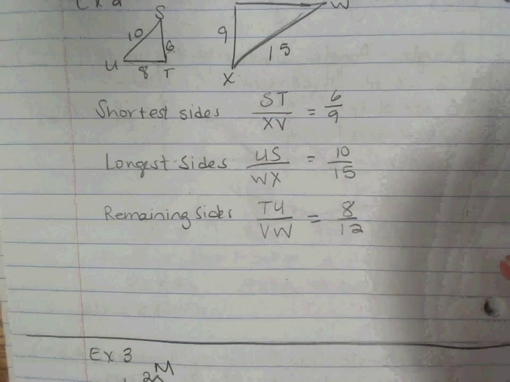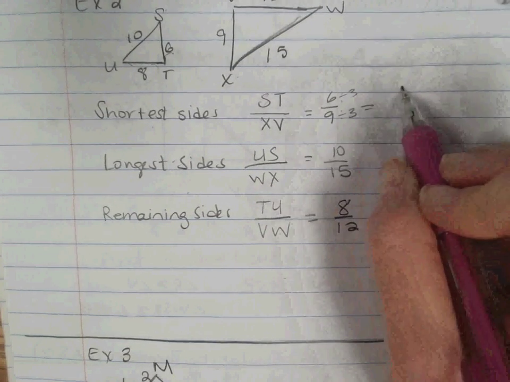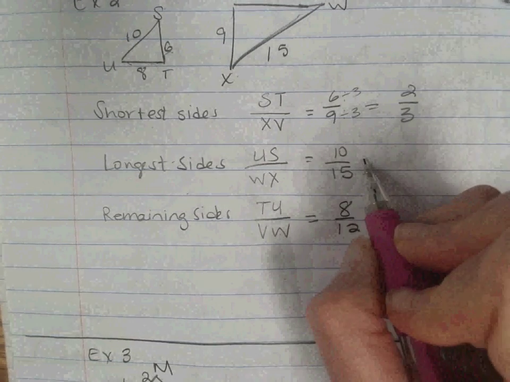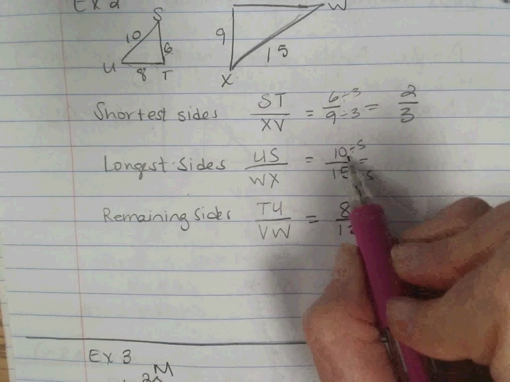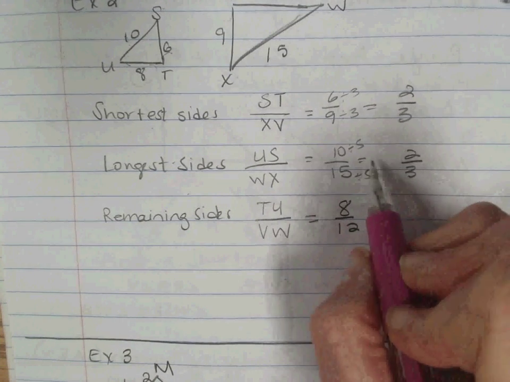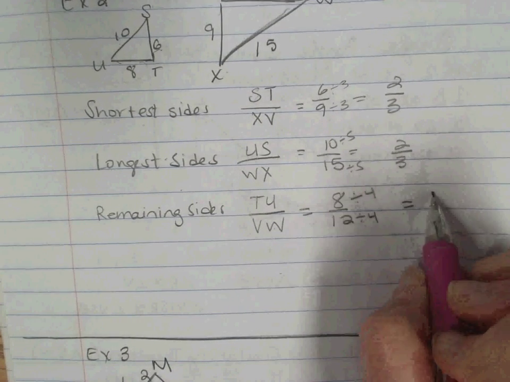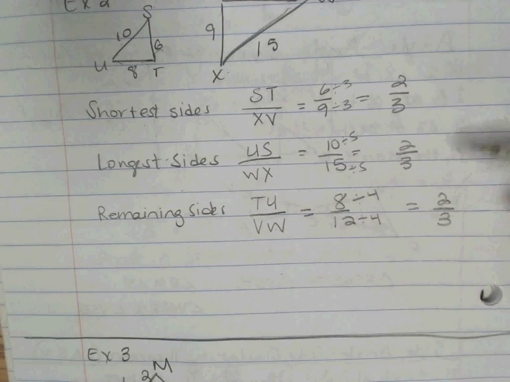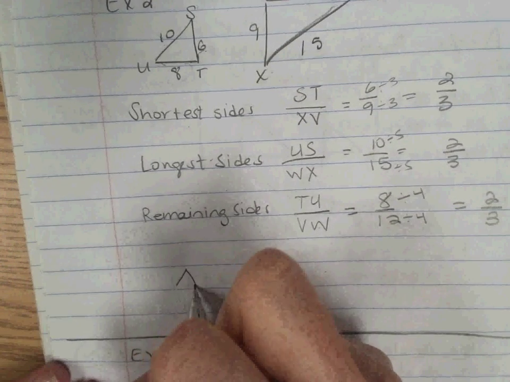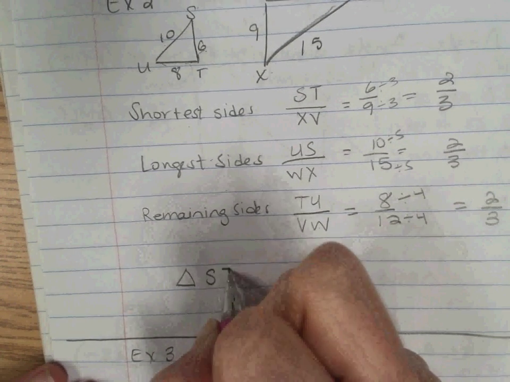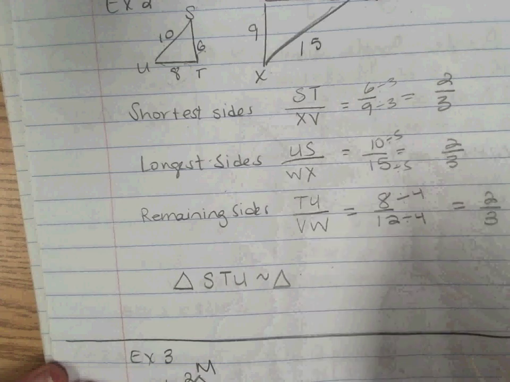So if we simplified each one of these, we would come up with, well, reduce, so we could reduce by 3 and 3, and that's going to give us a 2/3 ratio, and then we could reduce these by 5 and 5, the greatest common factor, so that would give us a 2/3 again. So far so good. And then here we could divide these both by 4, so again we get 2/3. Since these all are equal, we can determine that these two triangles are similar. So triangle STU is similar to triangle XVW.